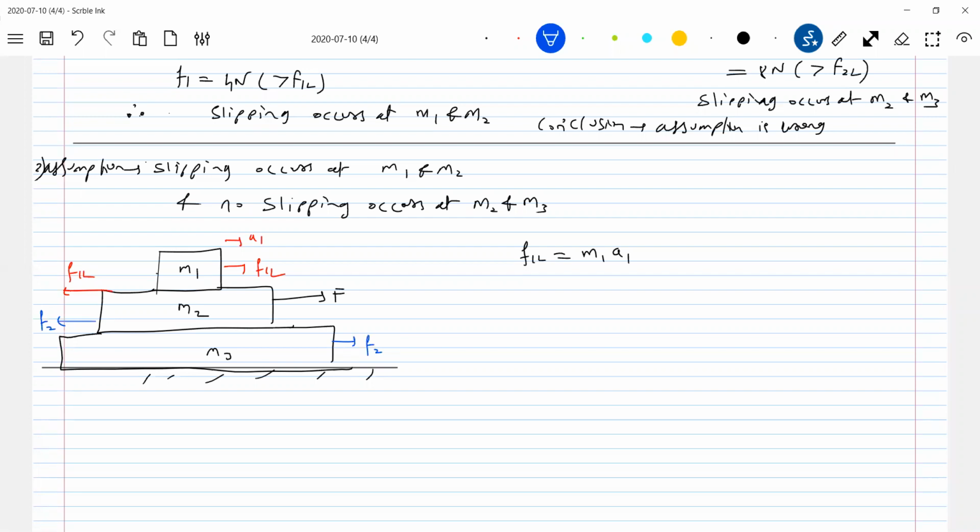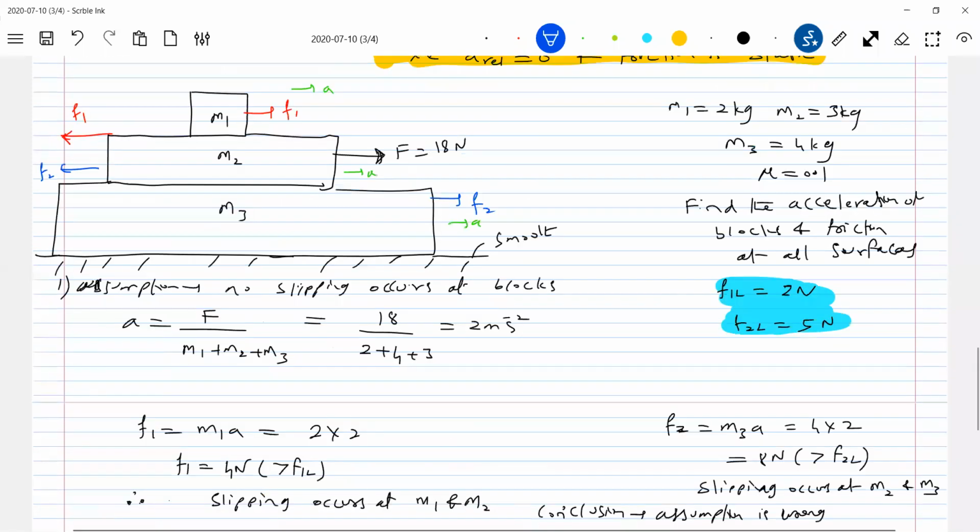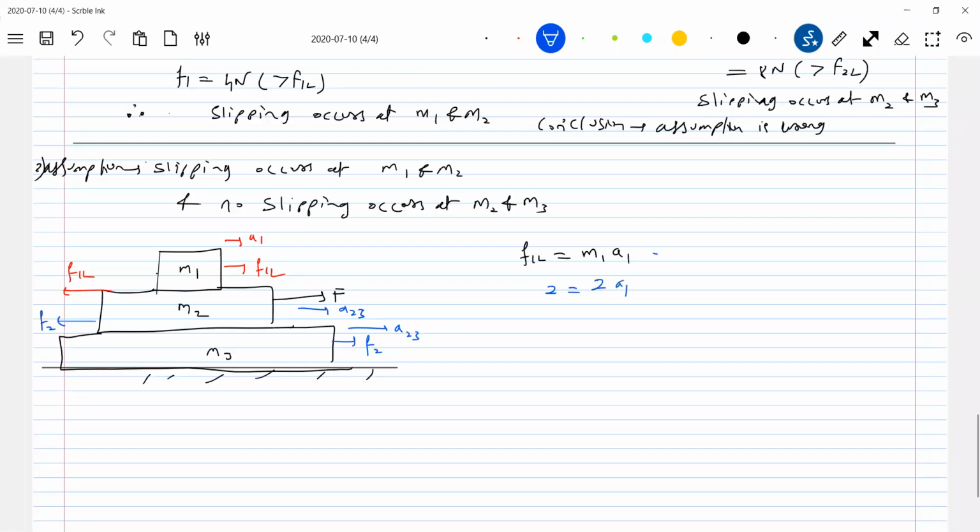And these two blocks will move together with common acceleration A23. So what is F1? F1L is 2 Newton. M1 is how much? 2 kg. So therefore acceleration A1 is equal to how much? 1 meter per second square. Now I assume like this. Either I'm right or wrong, I'm going to cross check it. So what was the applied force? 18 Newton.